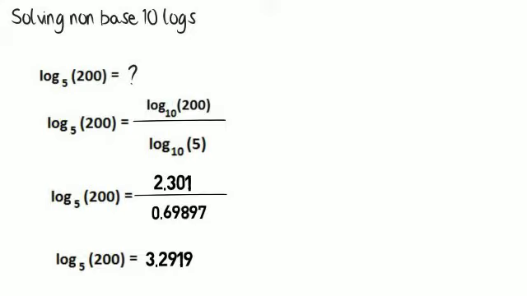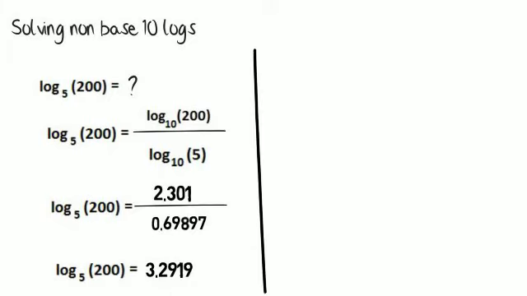So the log base 5 of 200 is 3.2919, or another way of saying that is 5 to the 3.2919 power would equal 200.